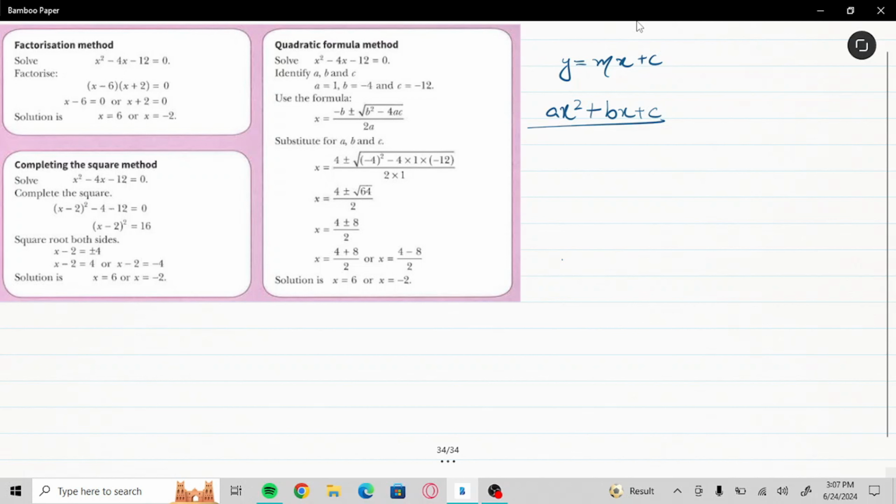You can solve this equation through three methods: the factorization method, the completing the square method, and the quadratic formula method. And you can also solve it through the calculator.